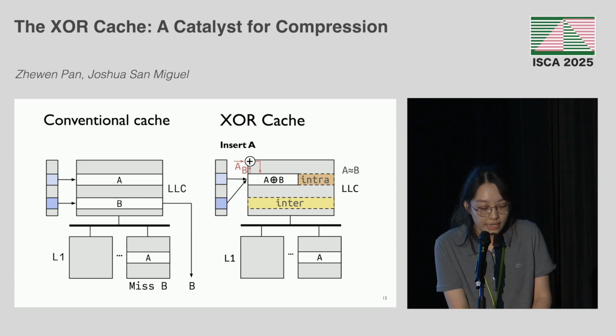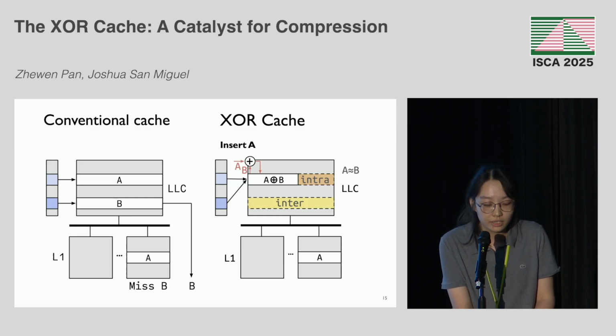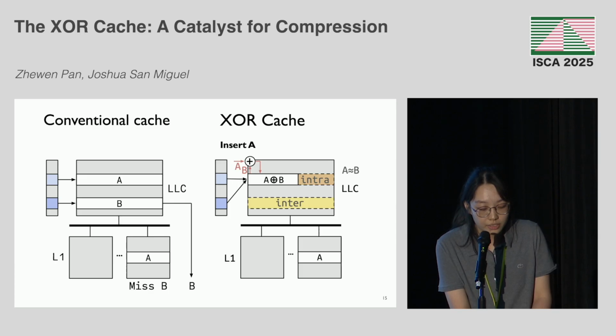Also note that since A and B are very similar, the XORed line A XOR B ends up with a lot of zeros in it, which means we can further compress it to a smaller size using intra-line compression schemes. We highlight this intra-line compression ratio gain in orange here. And that's it for compression.